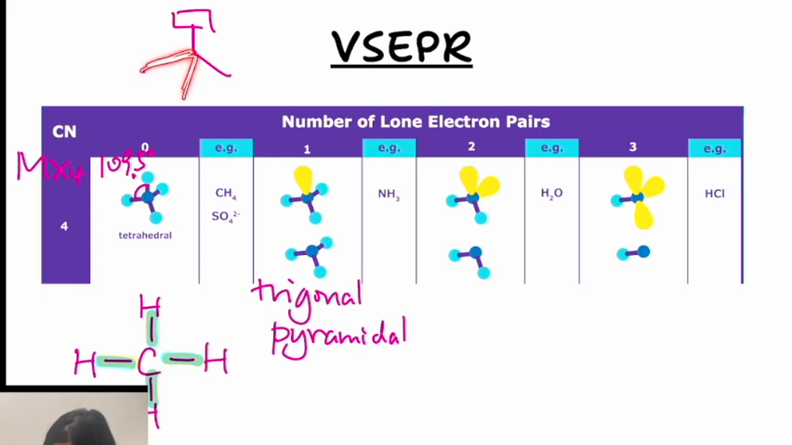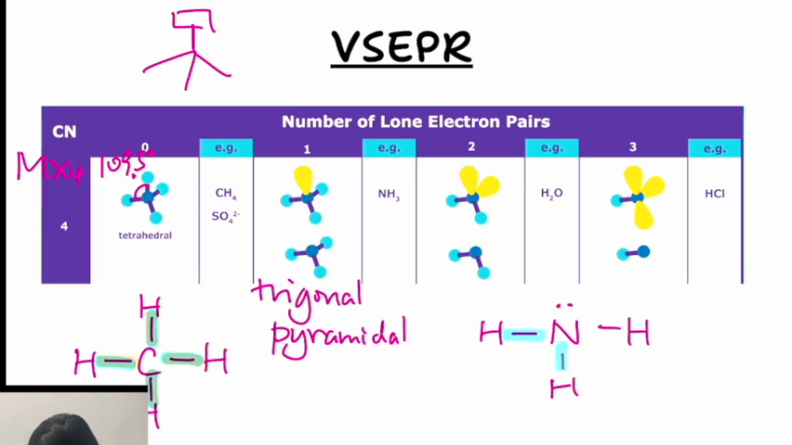So 1, 2, 3, and it is like a pyramid, but the base will be a triangle. That's why we call it trigonal pyramidal. The most common example is NH3, ammonia. So nitrogen, hydrogen, hydrogen, there are 3 nitrogen-hydrogen single bonds, and the nitrogen also has the lone pair electrons.